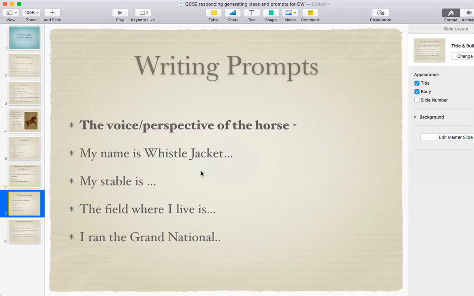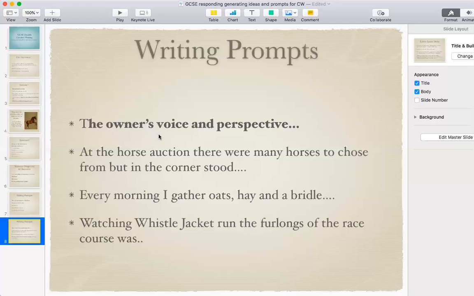So listen to the voice. My name is Whistlejacket. Listen to it in your head. My stable is warm, dark. The field where I live is. So you start to imagine these things that the voice of the character of the horse is saying. And then the other is the perspective of the owner. I'll read them to you. At the horse auction, there were many horses to choose from, but in the corner stood. Every morning I gather oats, hay, and a bridle. Watching Whistlejacket run the furlongs of the race course was.